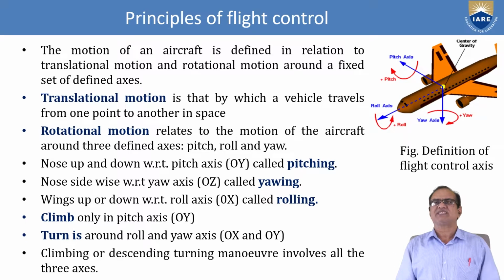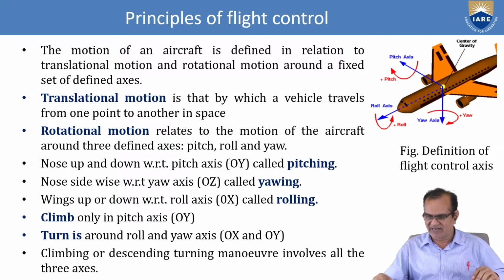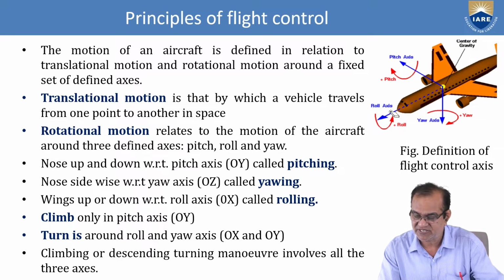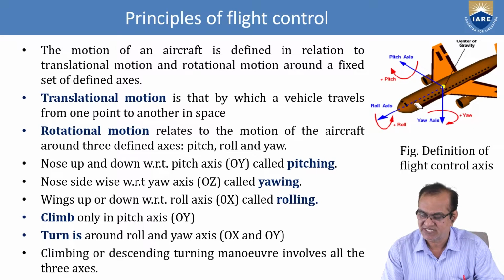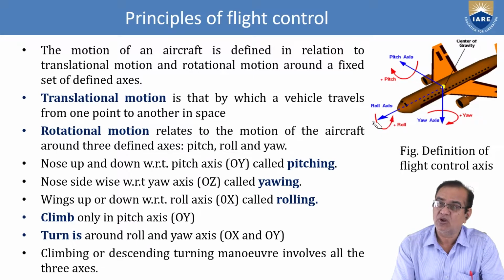Now I will discuss the principles of flight control. In this you can see that we have the aircraft here. This is called the roll axis, which is in the x direction. This is the pitch axis and this is the yaw axis. So we have the three axes. Roll axis means the aircraft will roll with respect to this axis. Okay.